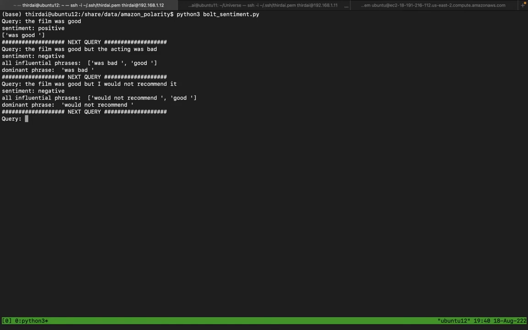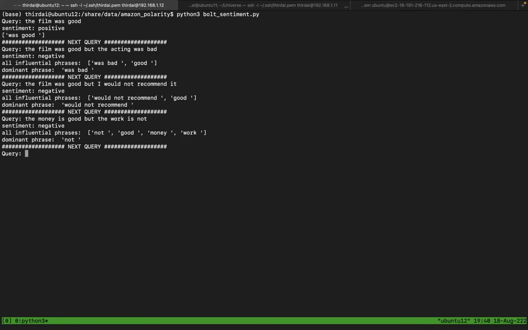Let's switch the context from a movie. Let's say the money is good, but the work is not. Again, we see here, not, good, money, work, all counter-interact, but the dominant phrase is not, and it gives a negative sentiment.